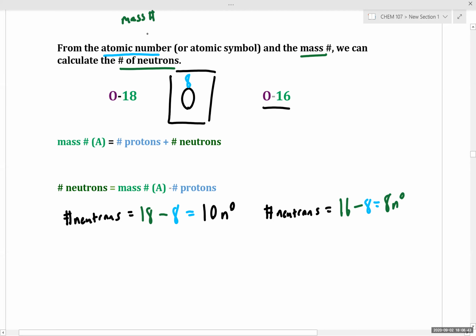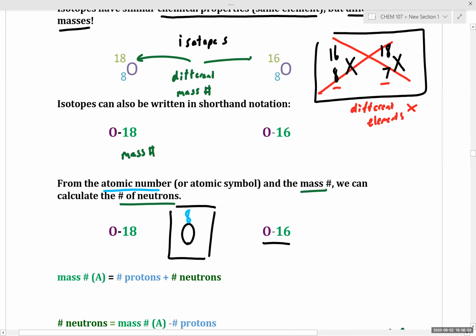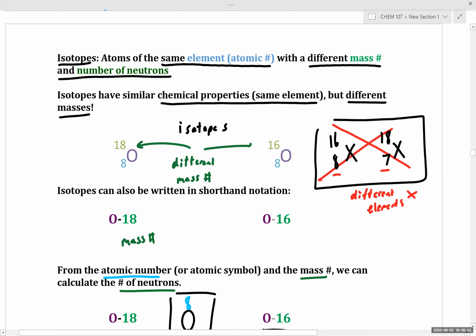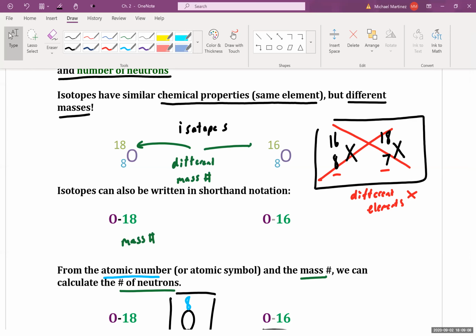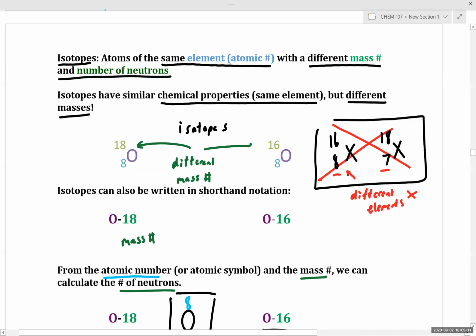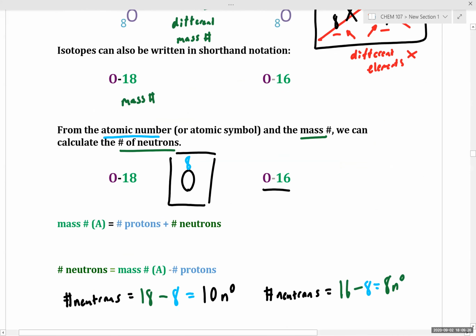So, any questions on mass number and atomic number? Professor, can you explain that example where you crossed off the different elements? Yes. Isotopes refer to the same element with a different mass number. And as we notice, for this example, the atomic number is different, right? 8 and 7 are different. And as a result, because they're different elements, these are not isotopes. Got it. Okay, thank you. Does that make sense? Yes. Perfect. Any other questions I can address?